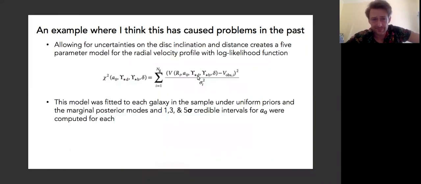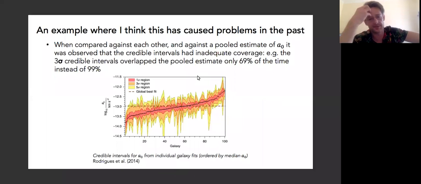So then, allowing for some uncertainties on the disk inclination and the exact distance to the galaxy, the Nature Astronomy authors came up with a 5-parameter model with a chi-squared looking log likelihood function. They fit that to each galaxy in the sample, and looked at the marginal posteriors for this universal acceleration parameter for each of them. And this was the key plot from their paper, in which they lined up, in order of increasing median posterior value for the A0 parameter, all the posterior credible intervals for each galaxy. On top of that, they plotted their pooled estimate, which was from combining all of these fits together.